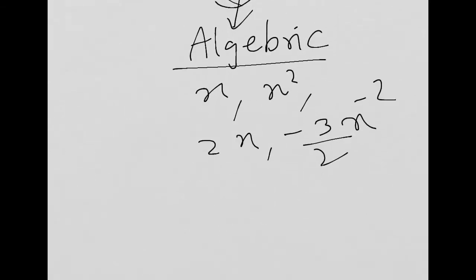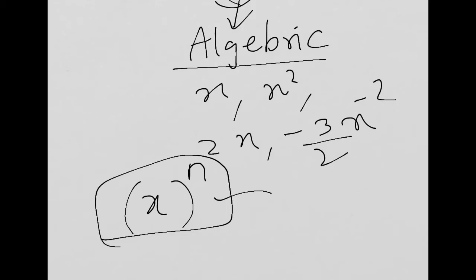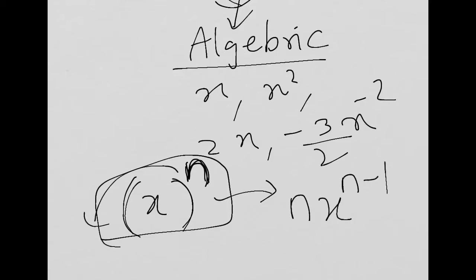How to generalize it? Any function, say x, with a number on the top. A number can be any real number. So any function with a burden, I'm going to call it a burden, a number on the top, we're going to call it an algebraic function. How to differentiate it? By bringing the burden down. So it can be written as n x to the power n minus 1. It will go best with examples.